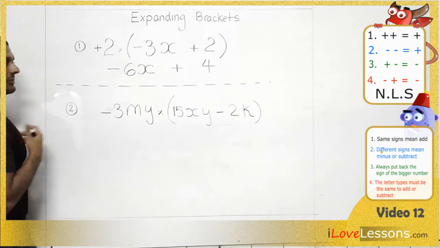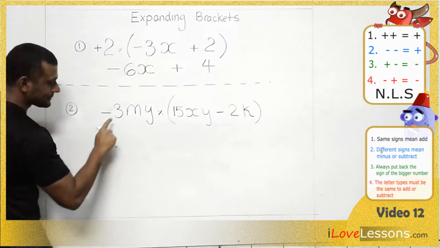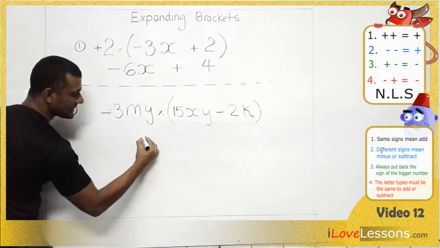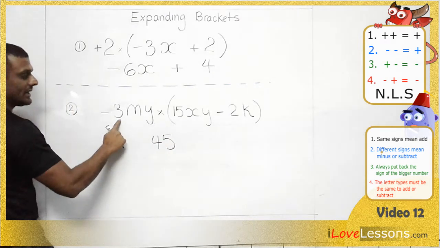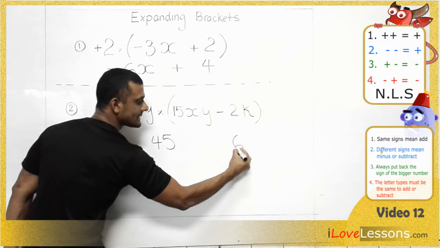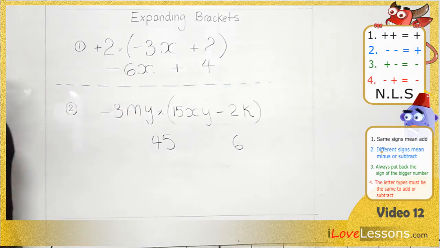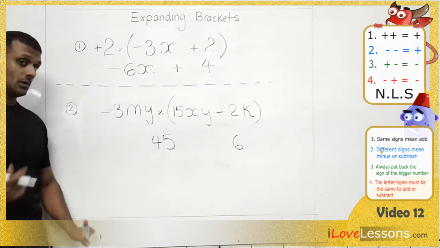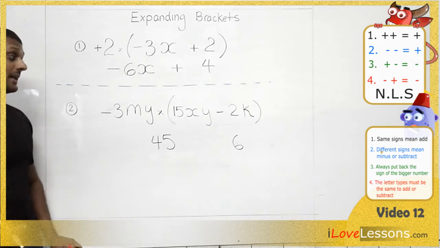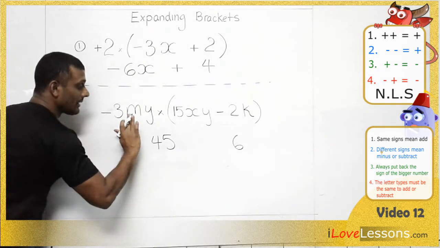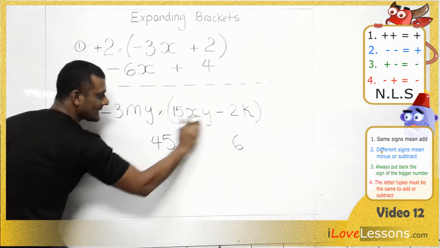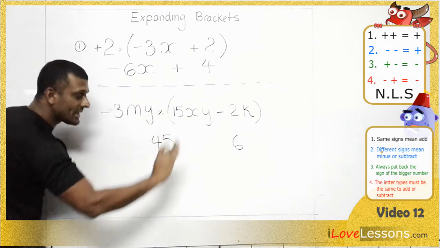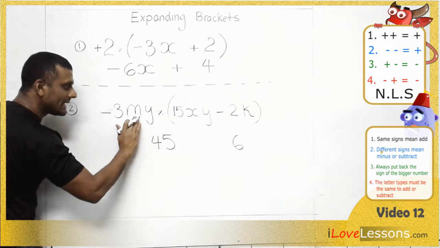So let's start off with the numbers first. 3 by 15, I believe, is 45. 3 by 2 is 6. We're finished with the numbers. Who's next on the list? The letters. Now, we're multiplying the m and the y by the x and the y. It doesn't matter which letters you do first, but let's just do the m and the x first.